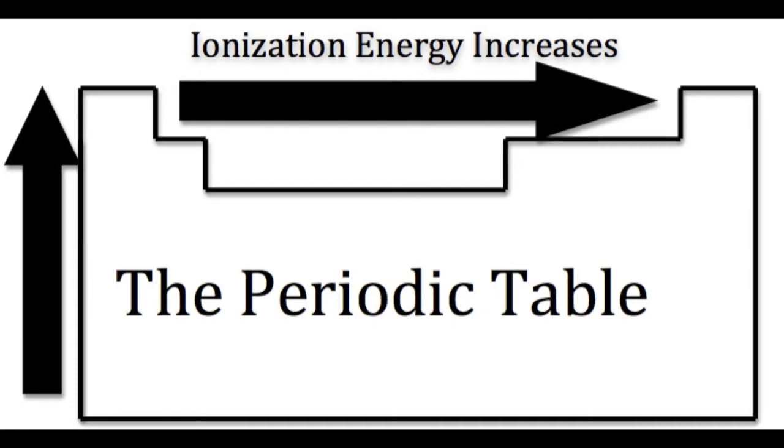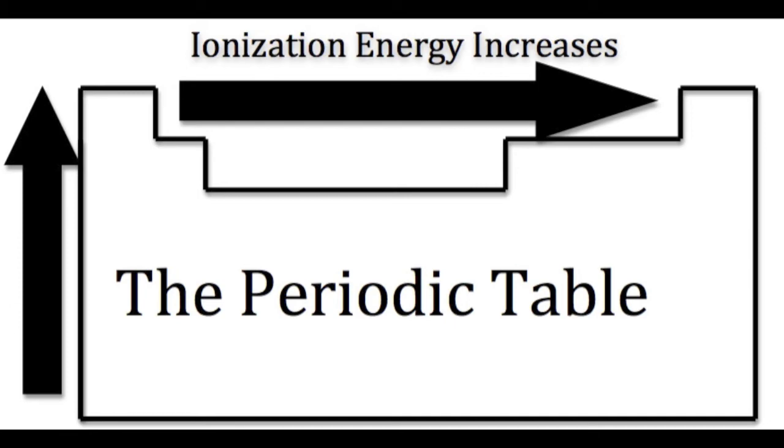Across a period, the electrons are held tighter by the protons, causing more energy to be required for the atom to lose an electron. However, down a group, due to the shielding effect, the proton does not have a tight grip on the electrons, making it easier for the atom to lose an electron, thereby decreasing the ionization energy.